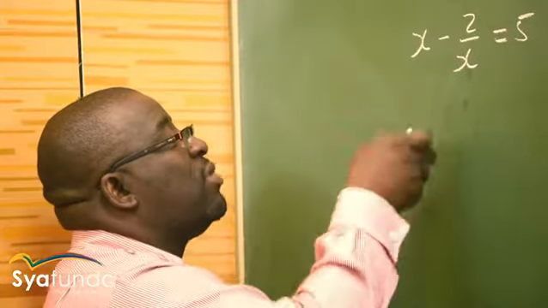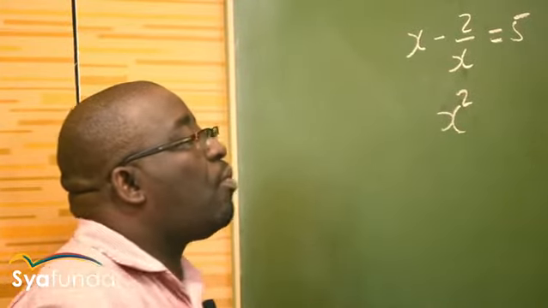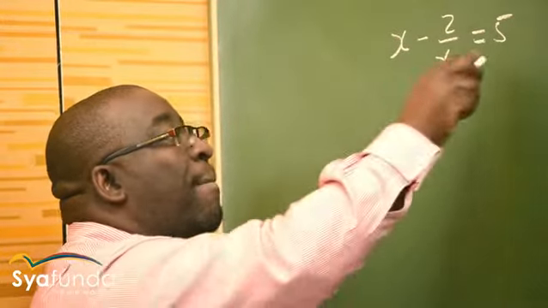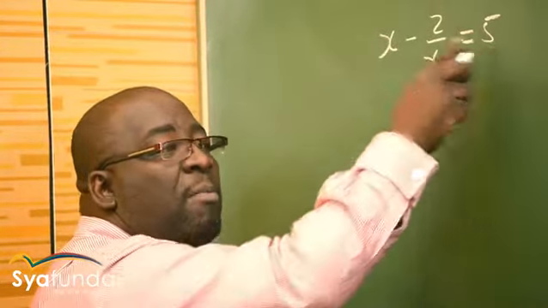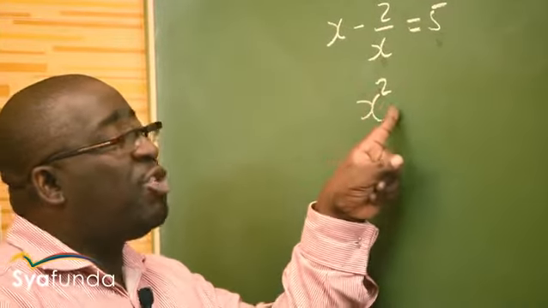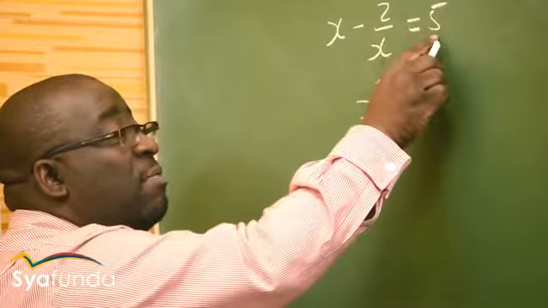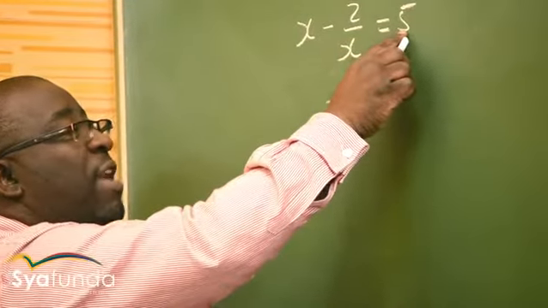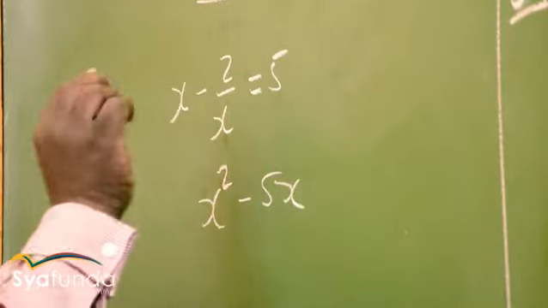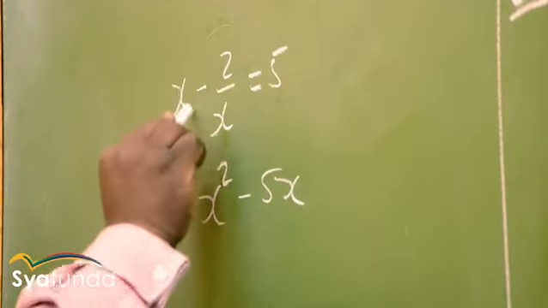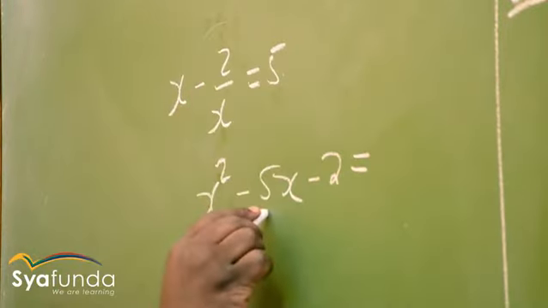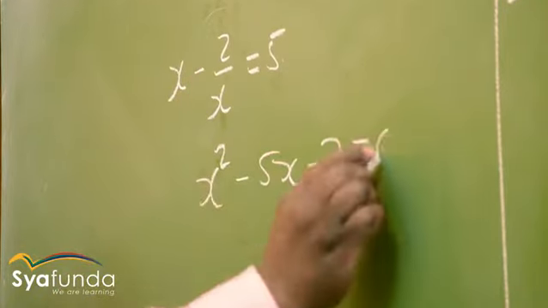When we multiply this by x, what do I have? I've got x squared. When I multiply this term by x, I will have minus 2. When I multiply this by x, I will have 5x. Because I want it in the form of ax squared plus bx plus c. Once I've got ax squared, it should be followed by bx. So I will get bx from this one. So 5 times x will be 5x. Take it this side, it will be minus 5x. Then this will be the last one. This times x will give me minus 2. Then this side, I will have 0, because it's already been multiplied by x. So it is 0.